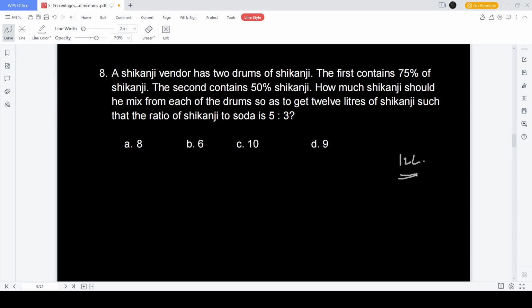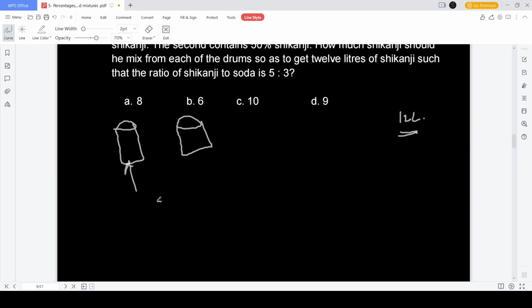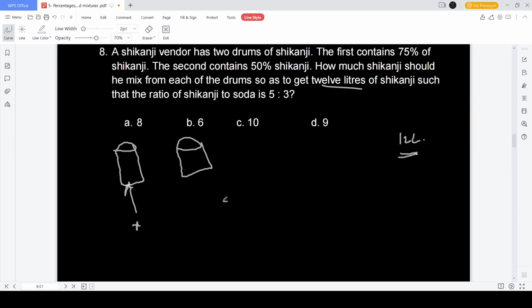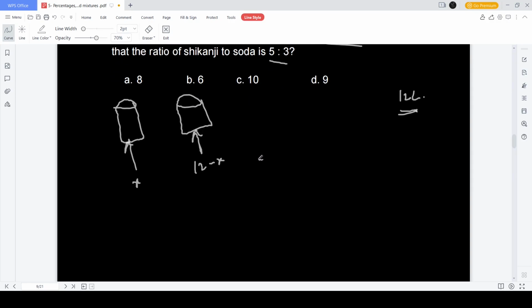Alright, let's assume there are two drums. Let's say from the first drum, he took x liters of shikanji. Obviously from the second drum, he has to take 12 minus x, because the amount of shikanji he takes from both the drums has to add up to 12. So this becomes 12 minus x. Now we have to find out the amount of shikanji required. The ratio of shikanji to soda should be 5:3.